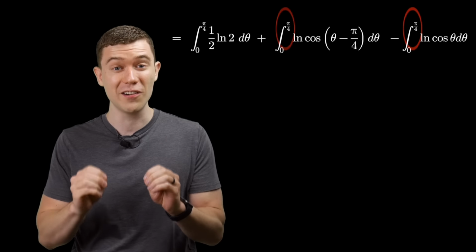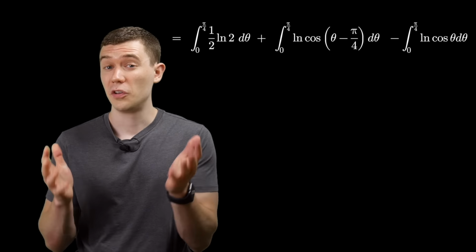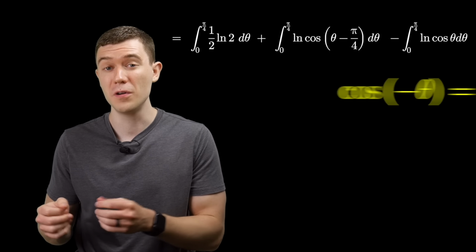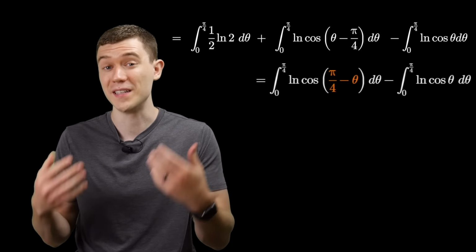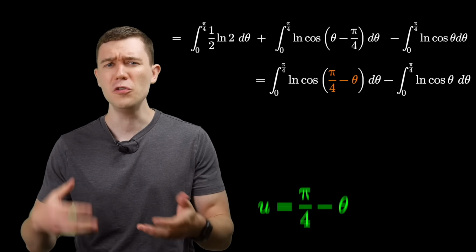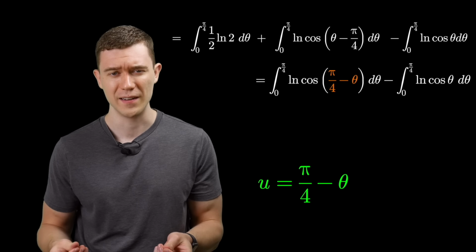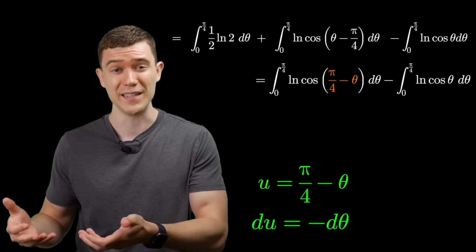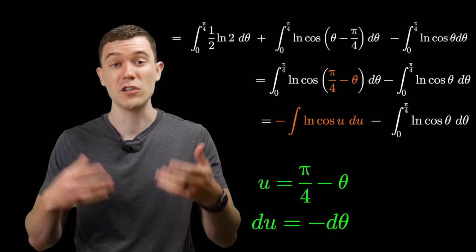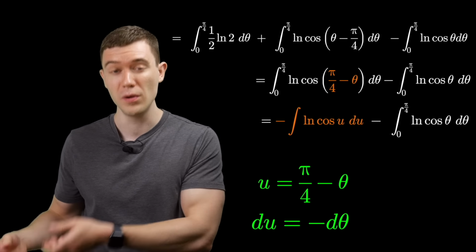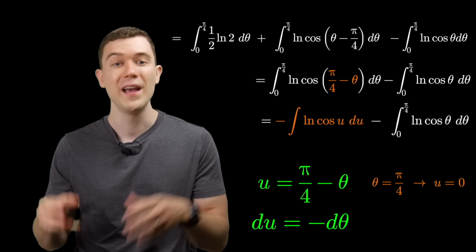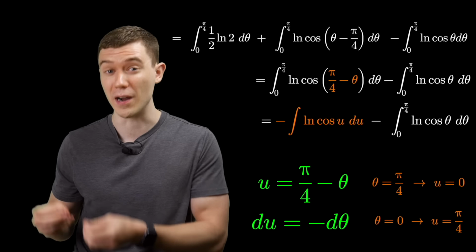And we're integrating from 0 to pi over 4. Cosine is an even function, so theta minus pi over 4 is the same as pi over 4 minus theta when it's inside cosine. Do a u substitution here. Let u equal pi over 4 minus theta. That means du equals minus d theta, and this integral can be rewritten as negative natural log cosine of u du. To change the bounds, when theta is pi over 4, u will be 0, and when theta is 0, u will be pi over 4.